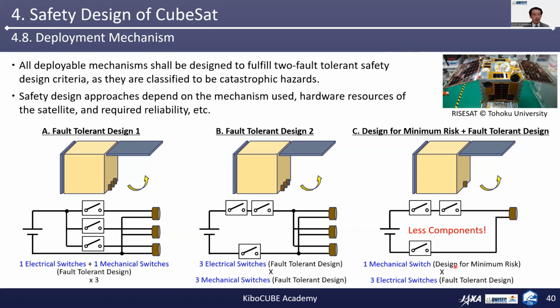The third example, design C, is a combination of fault-tolerant design and design for minimum risk. When the design for minimum risk approach can be applied to the deployment mechanism, you will only need 1 mechanism as illustrated in the figure.